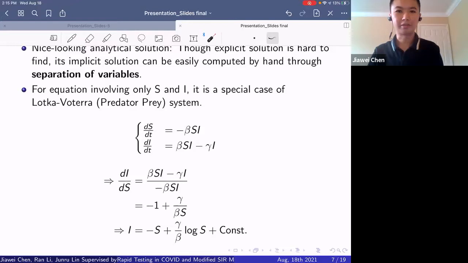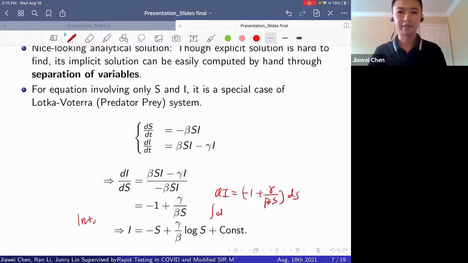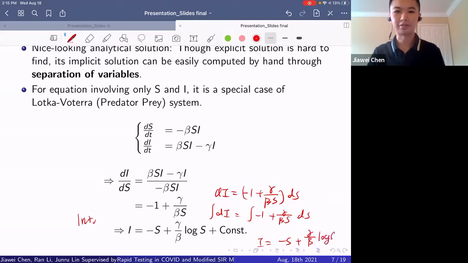So here we can compute the solution by dividing the second equation with the first equation to get dI over dS. And if we simplify, we get negative 1 plus gamma over beta S. So if we move the dS to the right hand side and integrate both sides, we get I on the left side and negative S. So this is integrating the one, and for the gamma over beta, that's just a constant which comes out of the integral, and the one over S just gets integrated into log S, and we have an integration constant in the end.